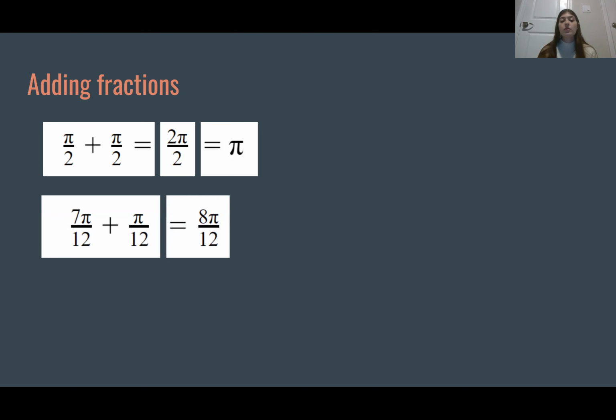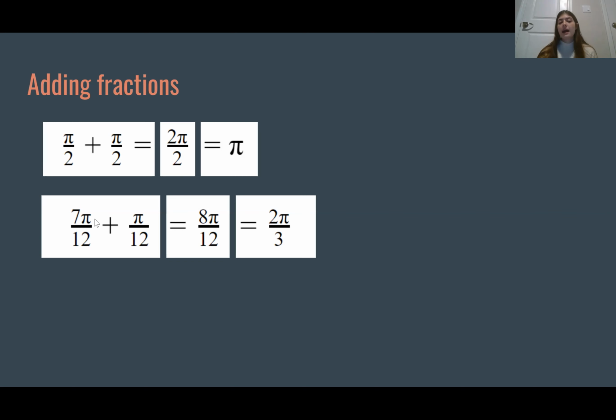So we can divide both the top and the bottom by 4. In this case, right? 8 and 12, we can divide both of those by 4. So 8 divided by 4 is 2, and then 12 divided by 4 is 3. So we'll get 2 pi over 3. All right, all we're doing is simplifying the fraction, okay?